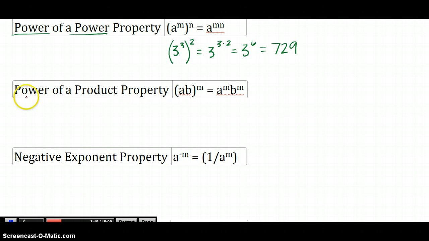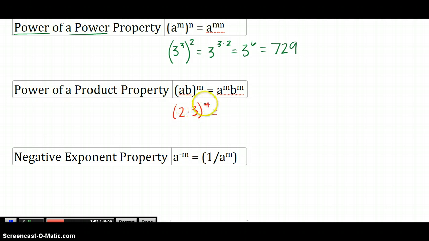Next property is power of a product property. That means you're going to have some product, multiplication going on, and the whole thing is to a power. So here a times b, let's use a specific example. So let's say we had 2 times 3, all to the power of 4. Now you might think right away, well, this is just order of operations. I can take 2 times 3, which is 6, to the 4th. That's true, you can. But pretty soon here we're going to be throwing letters into these expressions, and you're going to need to know these properties.